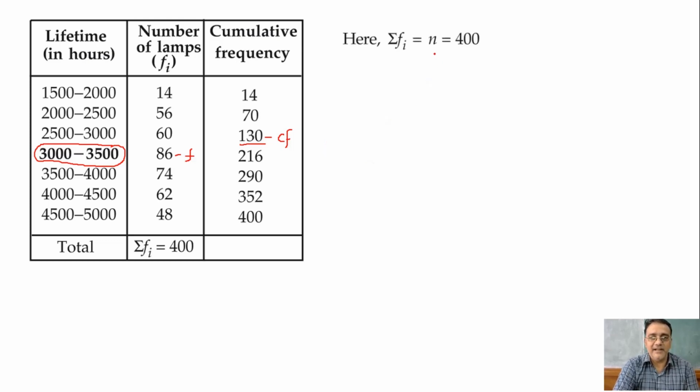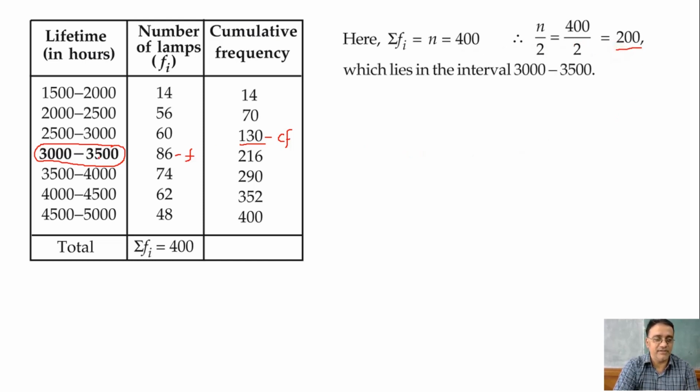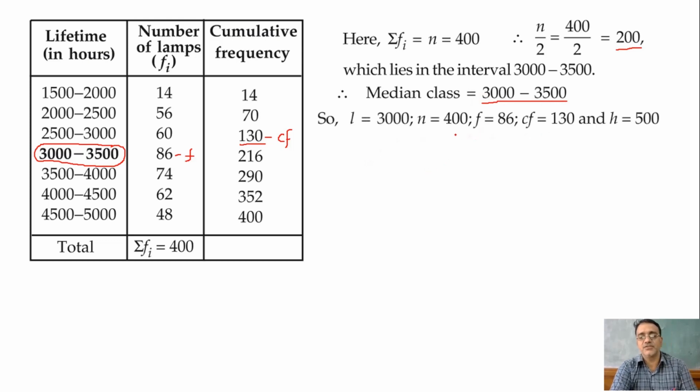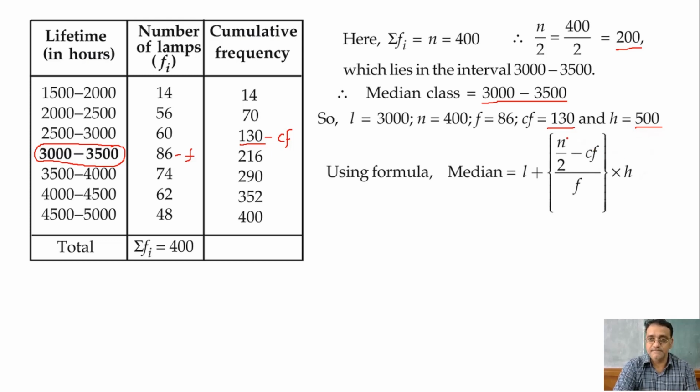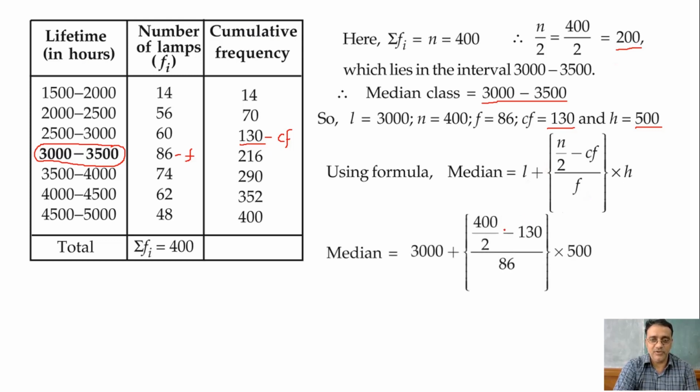Okay, so now we'll write n is equal to 400. Therefore n/2 is 200, which lies in the interval 3000 to 3500. So median class is 3000 to 3500. So L is equal to 3000, n is equal to 400, F is equal to 86, CF is equal to 130, H is equal to 500. Now write the formula of median. Now substitute L 3000, n/2 direct 200 likh sakte hain. Otherwise you can write 400/2 minus 130 upon 86 into 500.